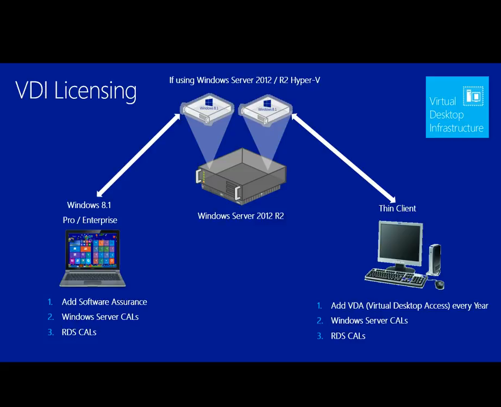Now, if you have a thin client, it doesn't have a Windows license, so they would need to buy a VDA, not Software Assurance. So if it's a thin client, you need to buy a VDA. And VDA is almost the same thing as Software Assurance. It allows you to install up to 4 virtual instances of Windows. But with VDA, it's a subscription. You have to purchase it every year. Okay? And then you need to buy a Windows Server Client Access License because you're connecting to the server, and you need to buy an RDS-CAL because you're connecting through remote desktop connection. So that's the VDI licensing.